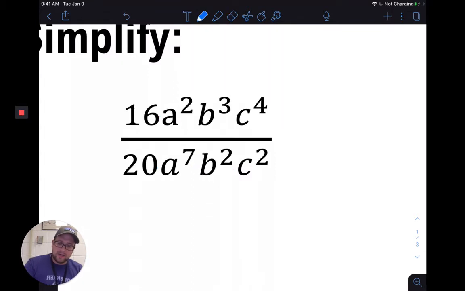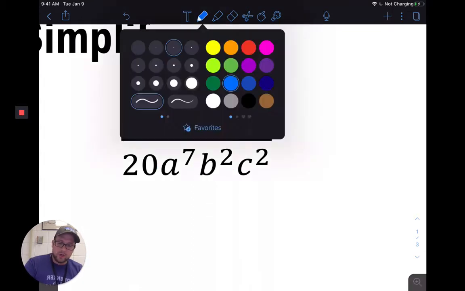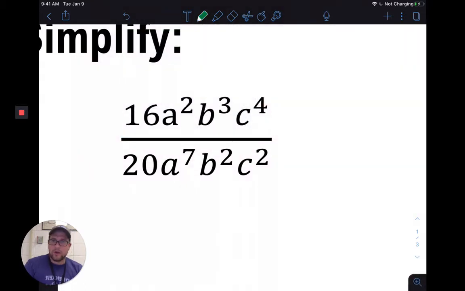First off, when we have our 16 and our 20 there, we can reduce these just like we would a normal fraction. So 4 obviously goes into both. 4 goes into 16 4 times. 4 goes into 20 5 times. So that's going to now be a 4 and a 5.